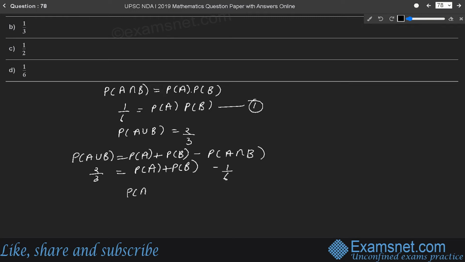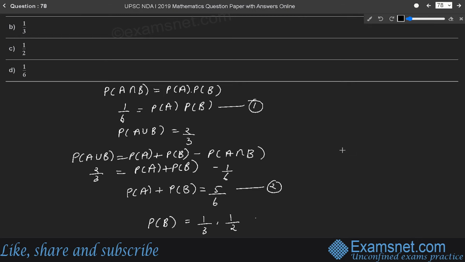Therefore, P of A plus P of B will be equal to 5 by 6. Let this be equation number 2. You can see that now we have got the values for P of A plus P of B and P of A into P of B. So from equation 1 and 2, we can say that P of B will be equal to 1 by 3 and 1 by 2.